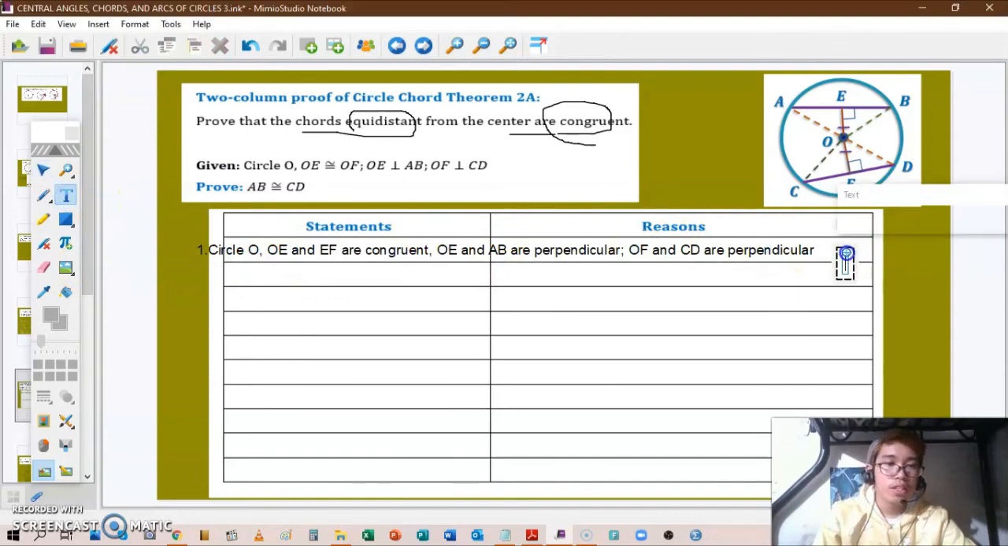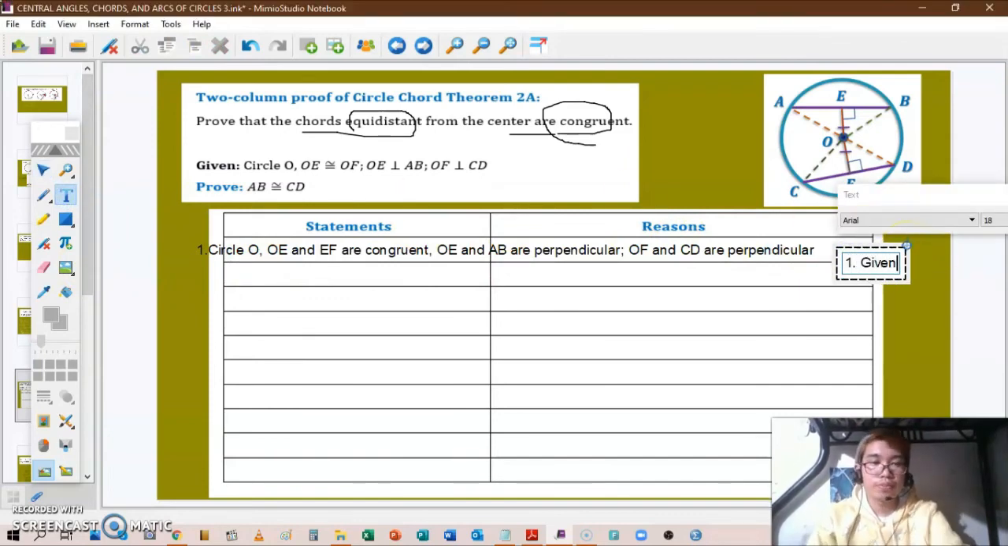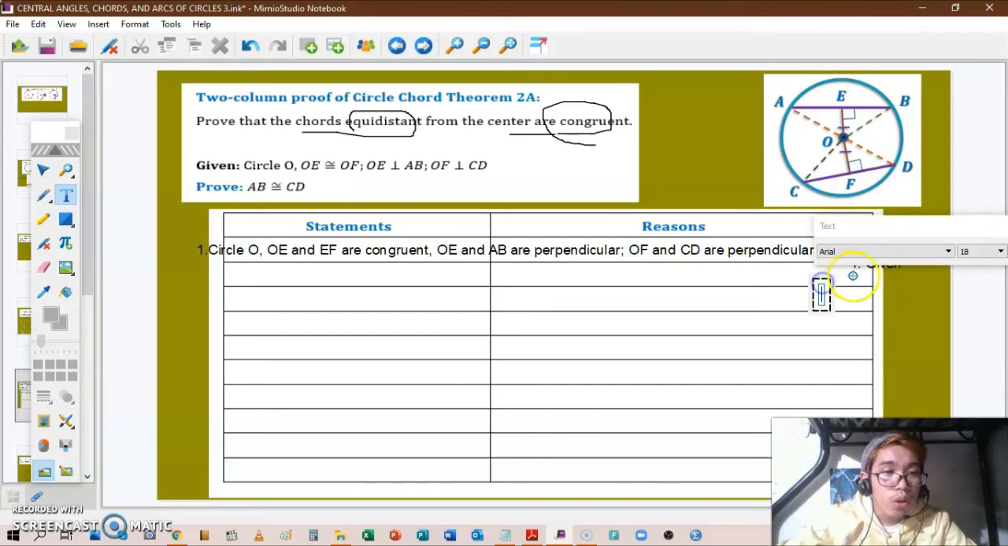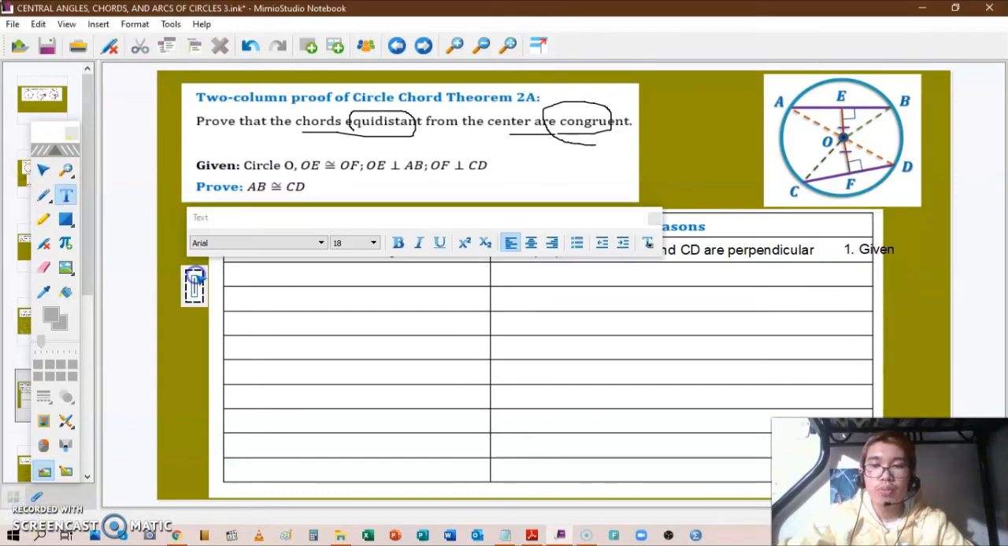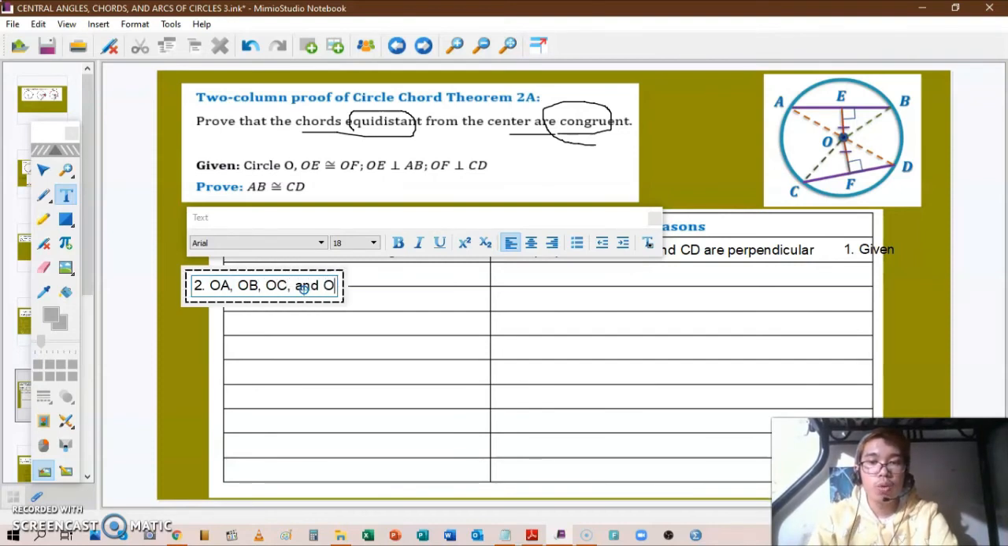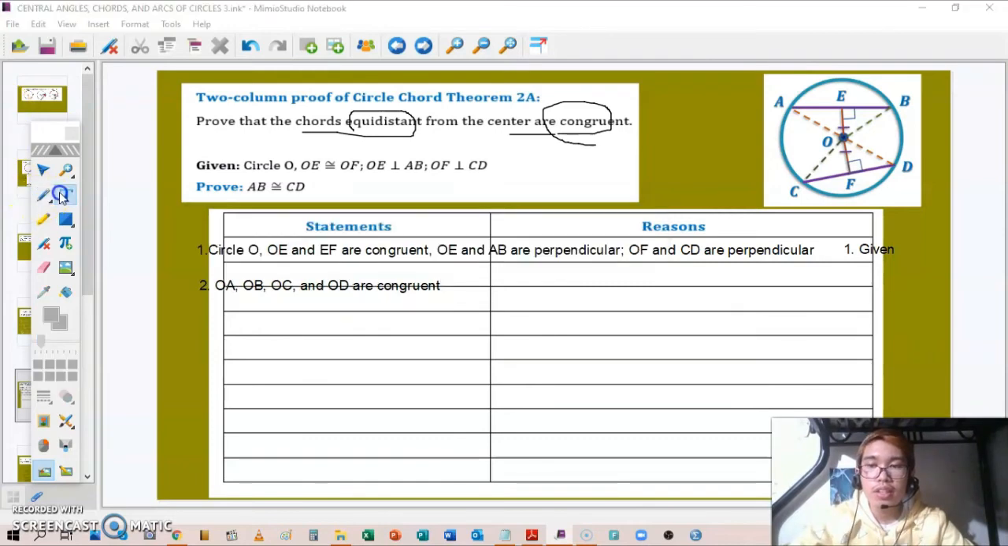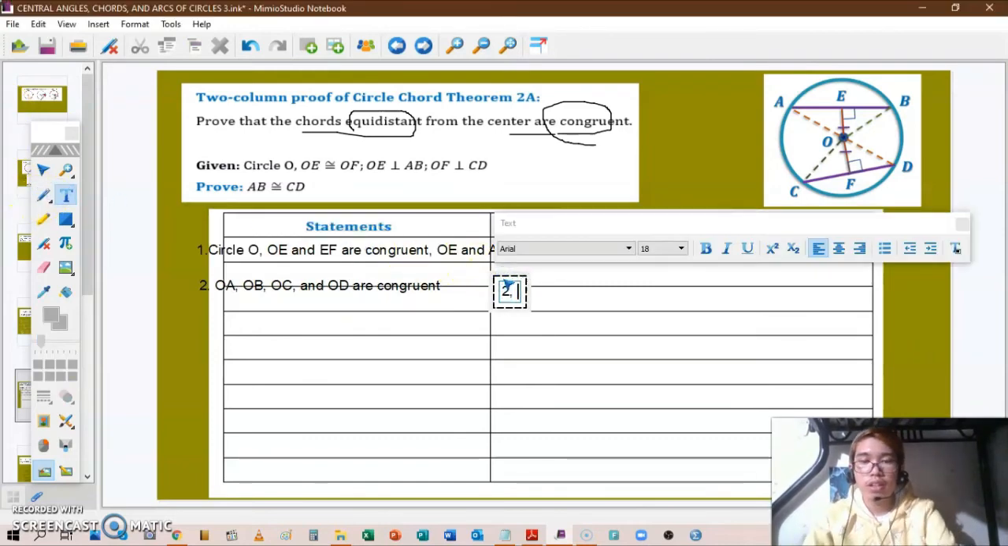So we can simply write here number 1, given. And for number 2, we can state that all of the radii of the circle are congruent. So we have here OA, OB, OC, and OD are congruent to each other. So that's using the property of a circle: all radii of a circle are congruent.